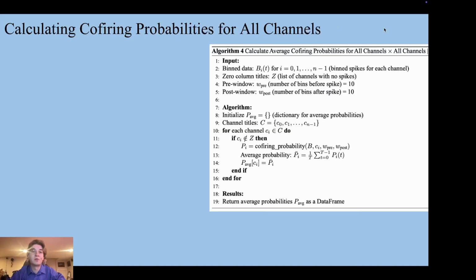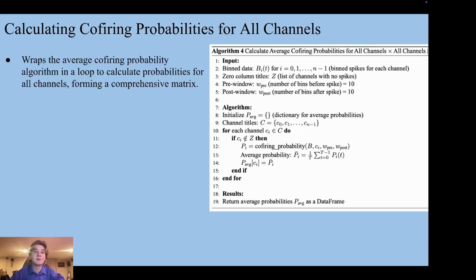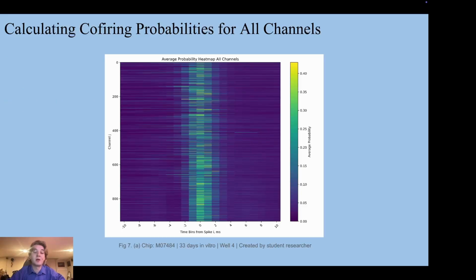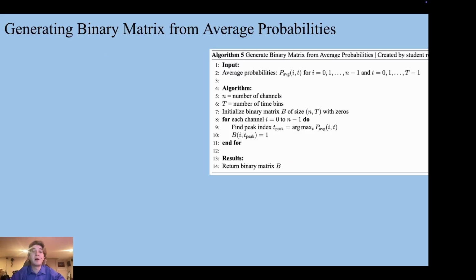Just as this was done for one channel to all channels, the next step is to calculate the co-firing probabilities for each channel to each channel. Channels are then plotted on the y-axis, and time bins are plotted on the x-axis. Essentially, each row of the heat map shows a condensed form of the bottom subplot from the co-firing probabilities for a single reference channel. The next step is to generate a binary matrix form of all the probabilities.